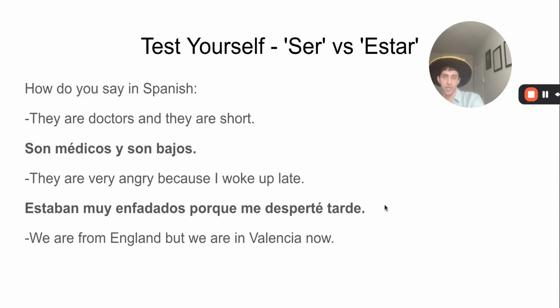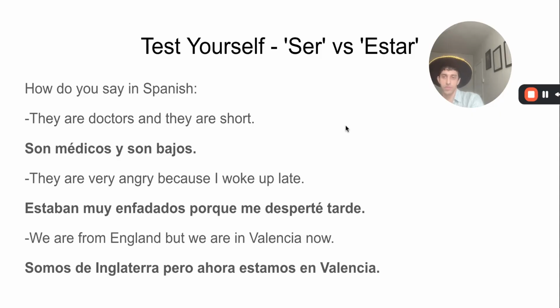Okay, and I'm going to reveal the answer. Somos de Inglaterra, pero ahora estamos en Valencia. So the first verb, we are from England. That is ser. You would use the verb ser. So that becomes somos, the we form of the present tense. Somos de Inglaterra, because you're talking about origin, where somebody is from.